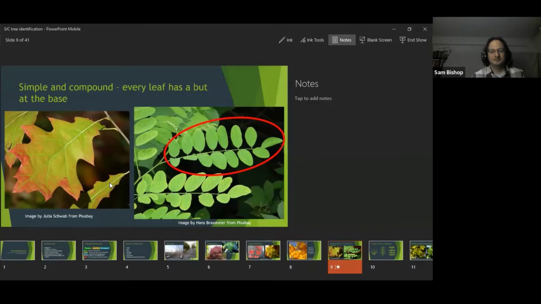That's an important distinction because when we talk about opposite and alternate, we only talk about whole leaves. We don't talk about if those individual leaflets are opposite or alternate, because it is fairly common to have both opposite and alternate leaflets even on the same leaf.